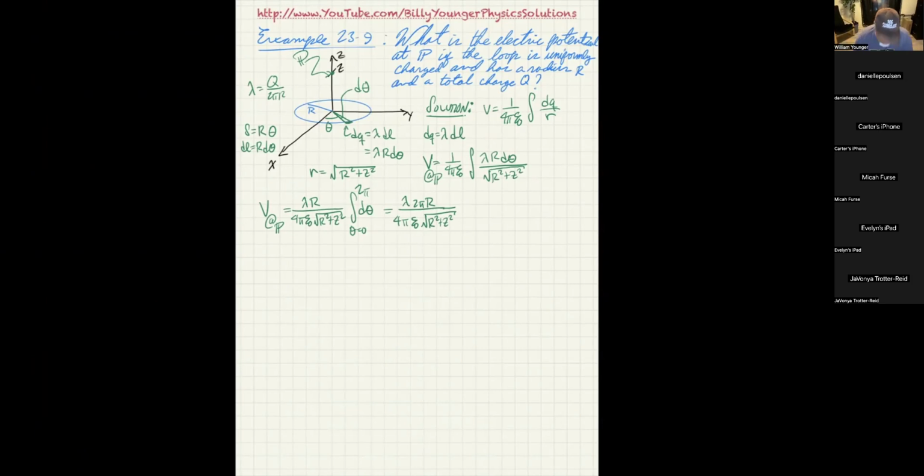But can anybody tell me what lambda times 2 pi r is? It might help you to look at the formula for lambda that we worked out early in the problem. So lambda times 2 pi r, and notice that. Now, does anybody know what lambda times 2 pi r is? Q. Q, exactly. So I'm just going to write up top Q over 4 pi epsilon naught square root r squared plus z squared. And that is the voltage at point P. And that's what we were shooting for. Anybody have any questions on that one?